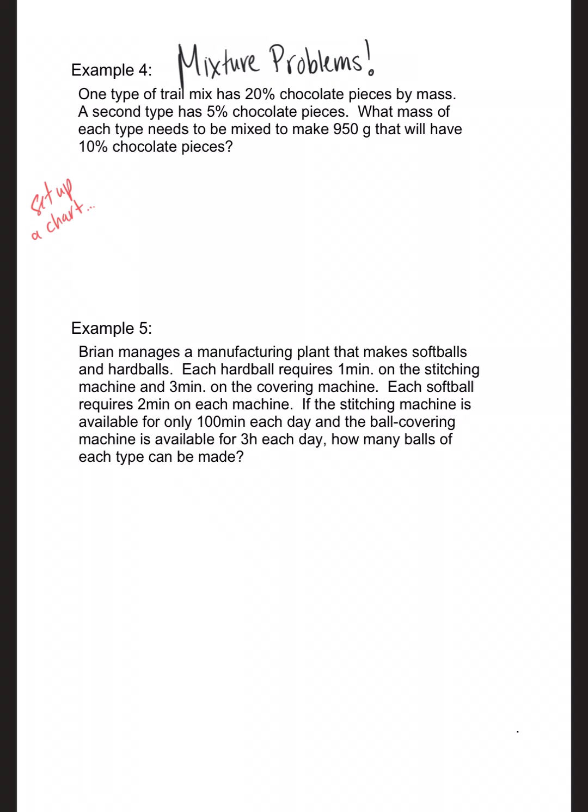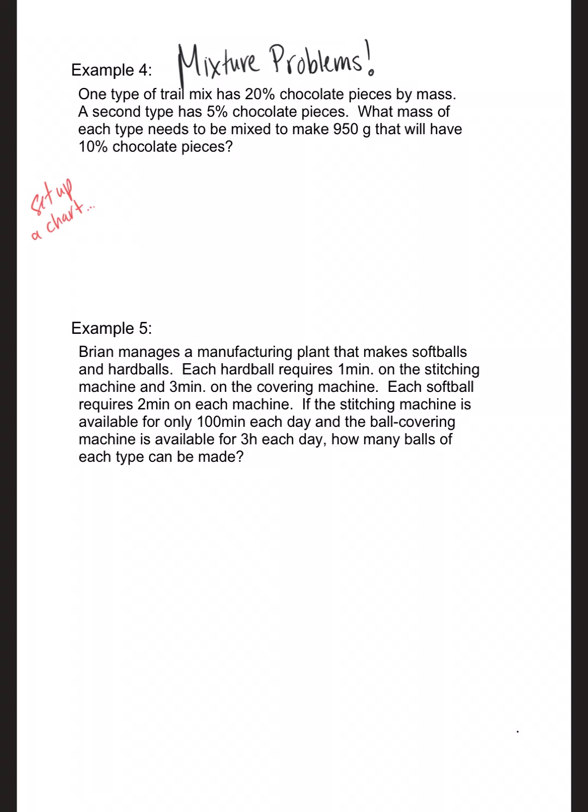Let's read through these and try to break down what our variables are like we did in the previous examples. It says one type of trail mix has 20% chocolate pieces by mass. A second type has 5% chocolate pieces. What mass of each type needs to be mixed to make 950 grams that will have 10% chocolate pieces? With these percentages, it seems like we're dealing with a lot of different numbers than in previous questions. But it's important to recognize what still is the unknown in this case first. That will make setting up the problem a lot easier.